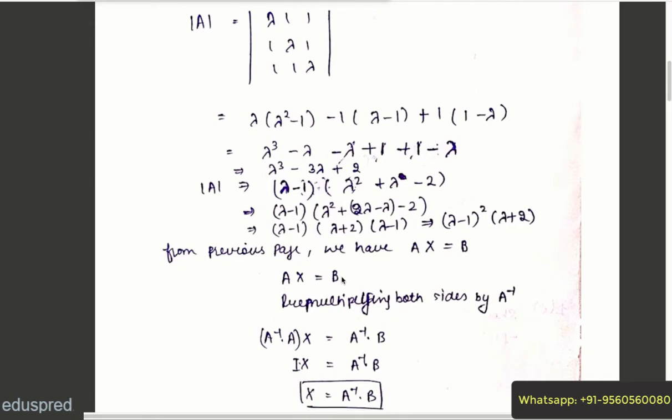Now we know that Ax is equal to B. Multiplying both the sides by A inverse, I get A inverse multiplied by A multiplied by x is equal to A inverse B. And by the properties of matrices, I know that A inverse multiplied by A is equal to the identity matrix, that is I. So Ix is equal to A inverse B, and identity matrix multiplied by any matrix is equal to the matrix itself. Thus x is equal to A inverse B.